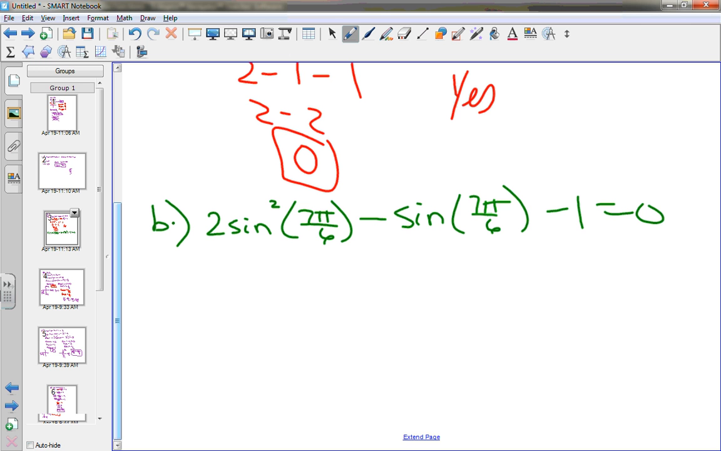Now, what is the sine of 7 pi over 6? 7 pi over 6 is in quadrant 3, so it's negative immediately. The denominator is 6, so using the hands of the clock, cosine is 1/2, pi over 3, pi over 4 would be square root of 2. Cosine of pi over 6 would be square root of 3 over 2, so what's going to be my sine? 1/2. So I have 2 times 1/2 squared minus 1/2 minus 1.